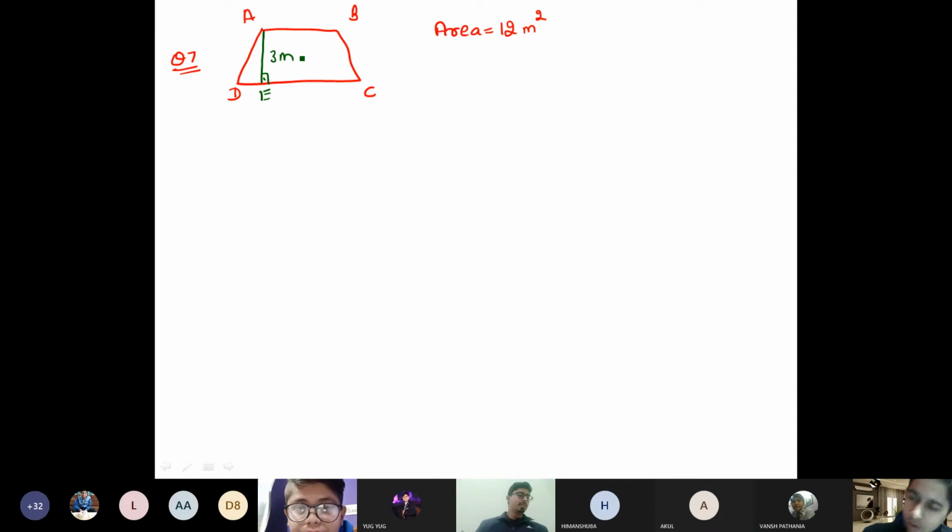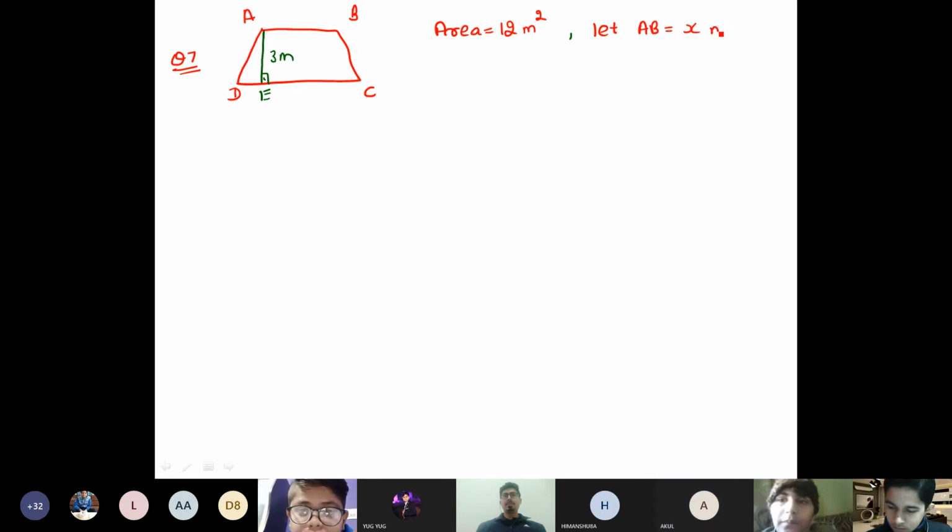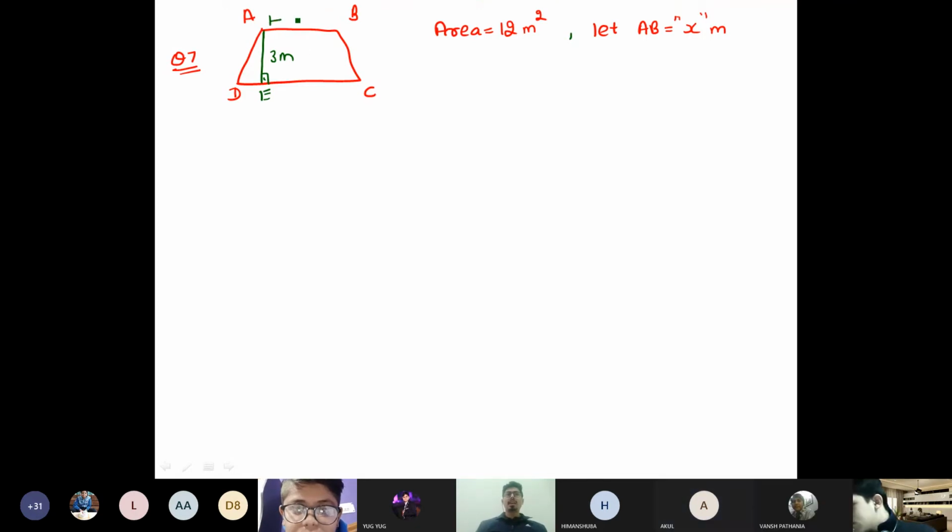Just mute your mic, everyone. If one of the parallel sides is 2 more than the other side, so let AB be x. Let AB equal x meter. See what is given: one parallel side is 2 more than the other side. That means AB and DC are the parallel sides. I have assumed that this is x.